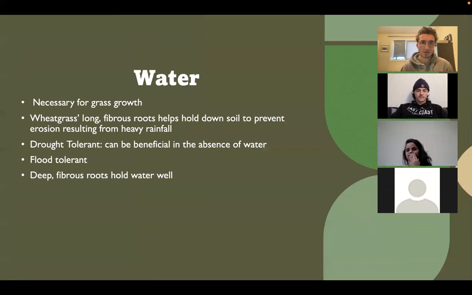Well, this is Colby speaking. Most obviously, the way water relates to Western wheatgrass is that it needs it to grow. The plant's long fibrous roots help hold down soil to prevent erosion resulting from heavy rainfall. Not only that, it's also a very drought-tolerant plant, which means it will still be a reliable food source for livestock even during dry years. It also helps to retain moisture in soil for long periods of time. So all in all, it really just keeps the soil healthy no matter what conditions you have.